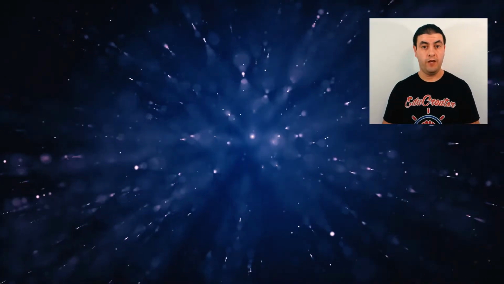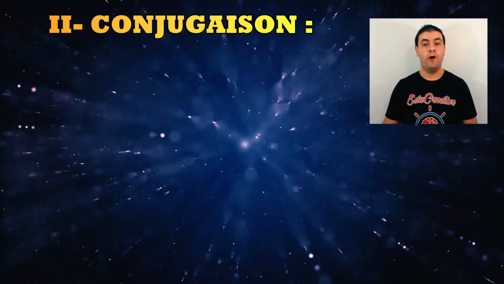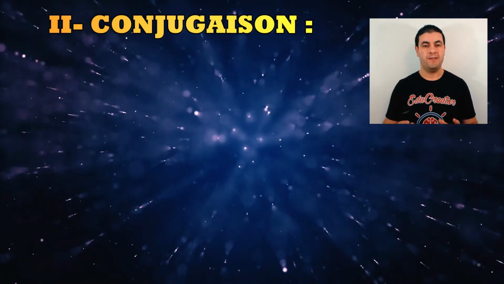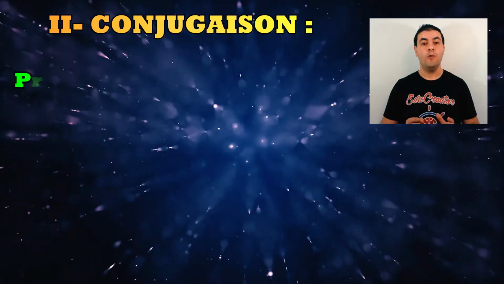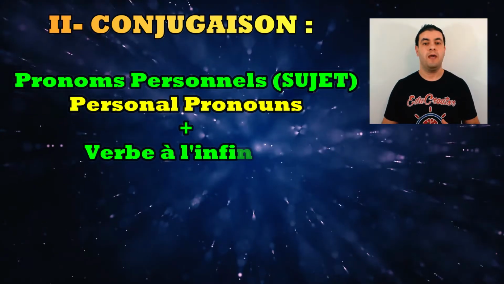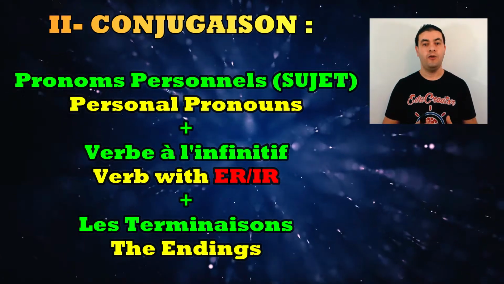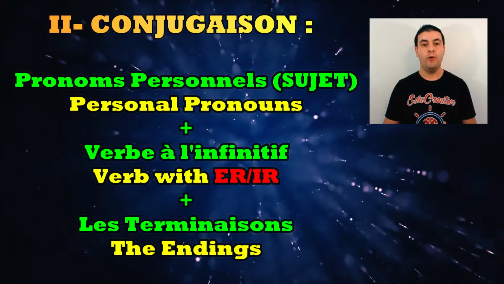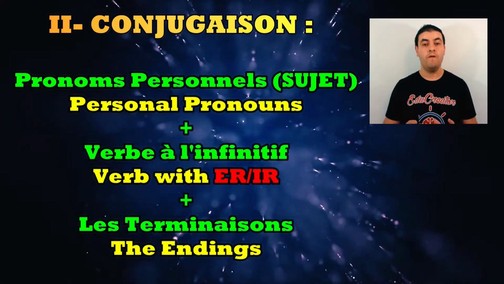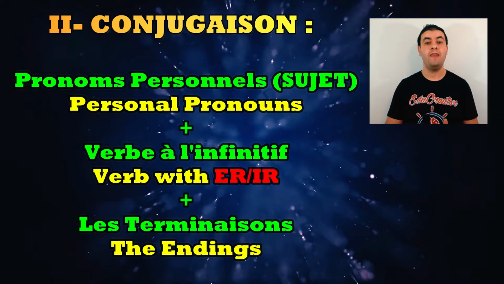The second part of the video now is conjugaison. How do we conjugate ER, IR verbs into le futur simple? We need to apply a rule also for these. The rule for these verbs says we need to have three parts to conjugate these verbs. Part 1 is the subject or the personal pronoun: je, tu, il, elle, nous, vous, ils, elles. Part 2 is the verb at the infinitive form, le verbe à l'infinitif. That means the verb with the ER and with the IR.